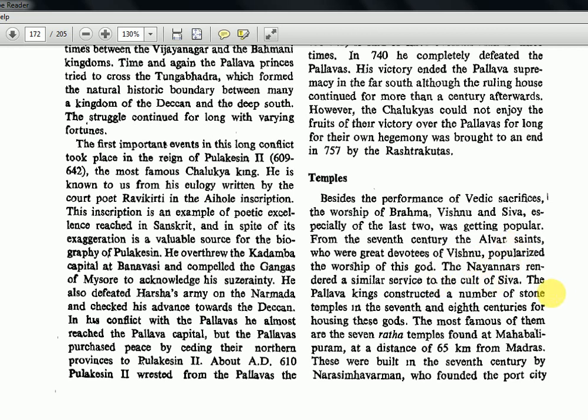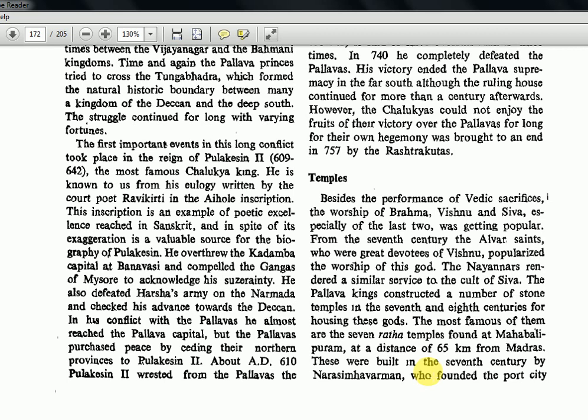Now the Pallava kings constructed a number of stone temples in the 7th and 8th century for housing these gods. The most famous of them is the Ratha temples found in Mahabalipuram, which UPSC has asked multiple times. Mahabalipuram is at a distance of 65 km from Madras. These were built in the 7th century by Narasimhavarman.